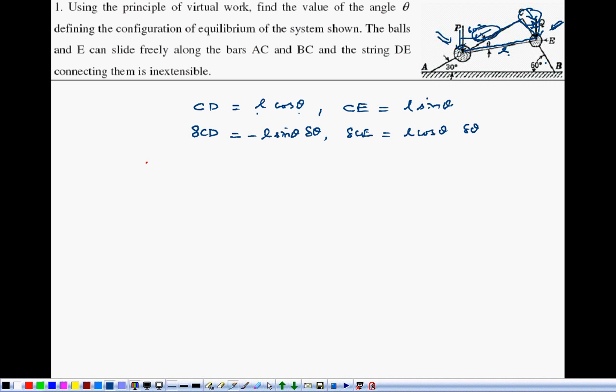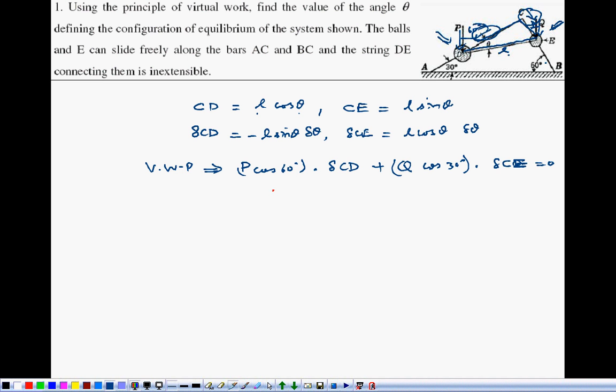So now we can write for virtual work principle, P, you have cos 60 degrees here. This is the force times delta CD plus Q in this direction, which is Q cos 30 degrees, which is the force, times delta CE is equal to 0. This completes the entire thing.